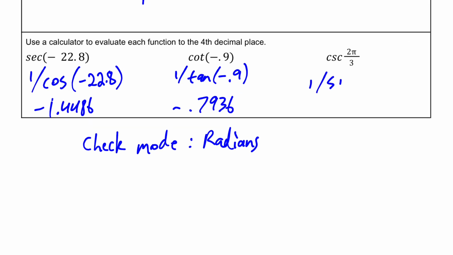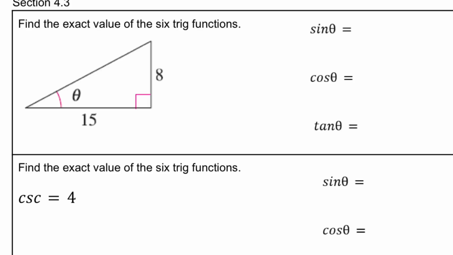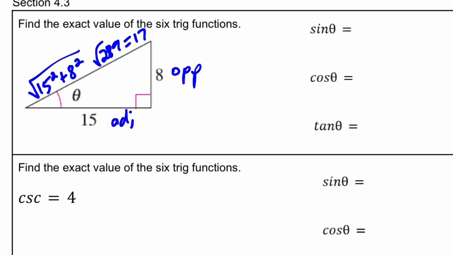And this one is 1 over sine of 2 pi over 3, which gives me 1.1547. So if we think about this as a right triangle, we can find the hypotenuse by taking the square root of 15 squared plus 8 squared, which is the square root of 289, which is 17. There's my hypotenuse. And given where theta is, this is adjacent and this is opposite, and this is my hypotenuse.